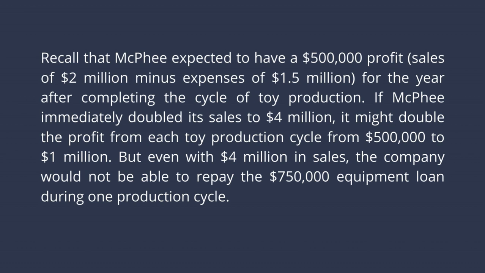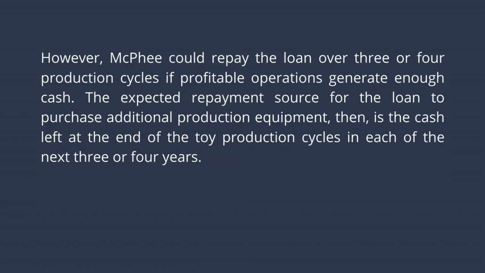If McPhee immediately doubled its sales to $4 million, it might double the profit from each toy production cycle from $500,000 to $1 million. But even with $4 million in sales, the company would not be able to repay the $750,000 equipment loan during one production cycle. However, McPhee could repay the loan over 3 or 4 production cycles if profitable operations generate enough cash. The expected repayment source for the loan to purchase additional production equipment, then, is the cash left at the end of the toy production cycles in each of the next 3 or 4 years.